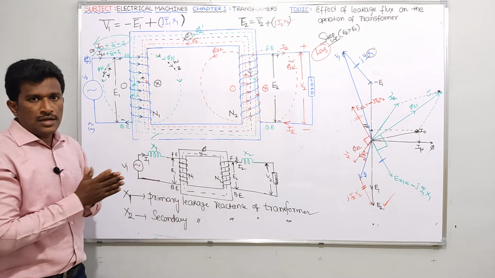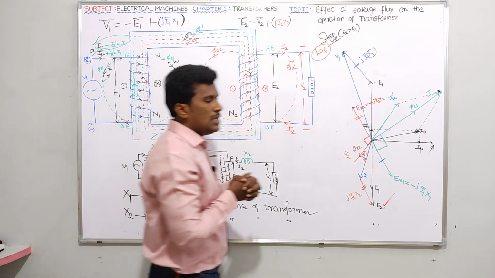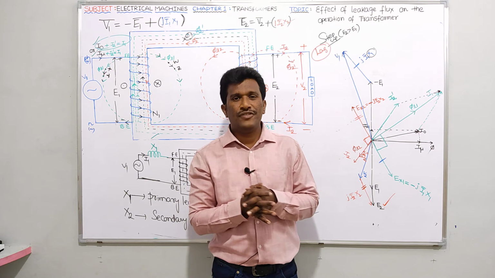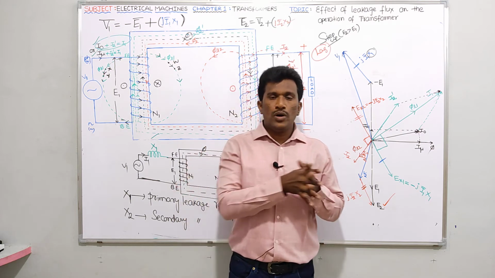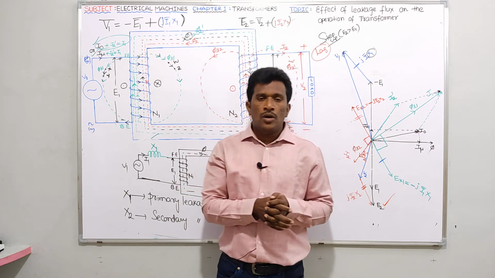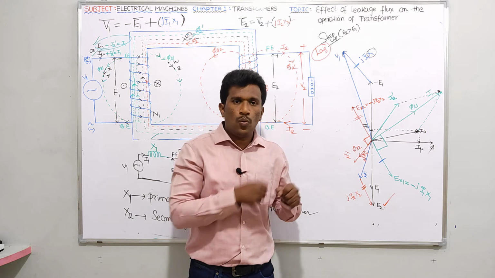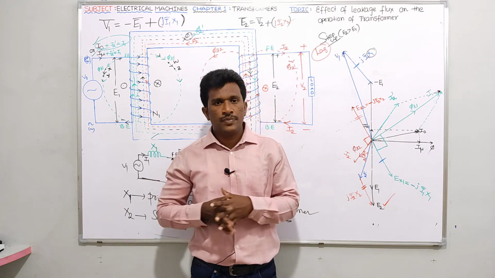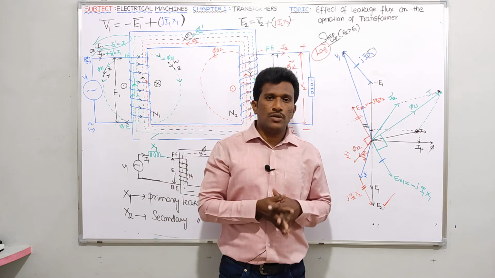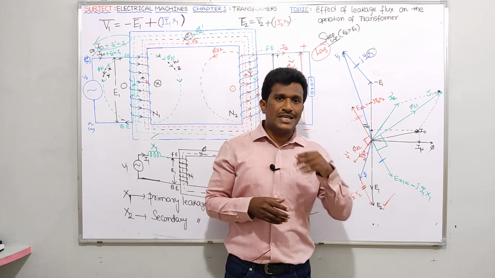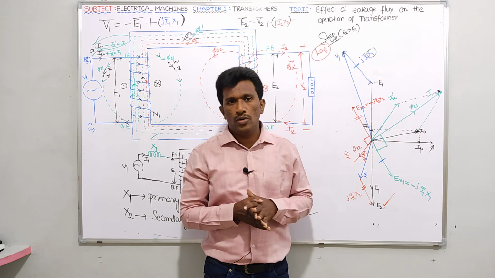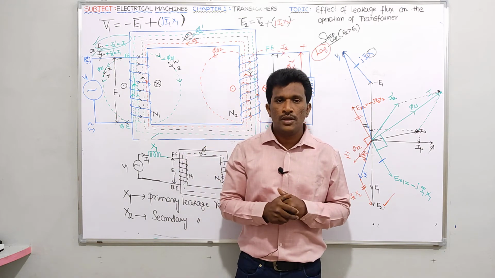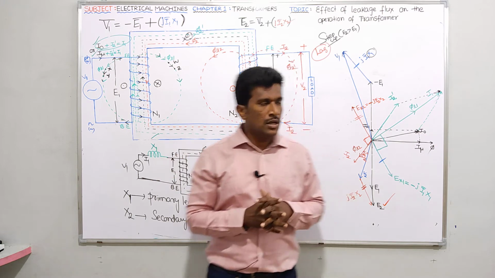Is it clear? But practically, leakage flux can be reduced by different procedures. In a core type transformer, by using the concentric winding procedure, we are able to reduce leakage flux. In a shell type transformer, by using the sandwich type of winding, we reduce leakage flux. That we will discuss in future. As of now, let us just assume that.